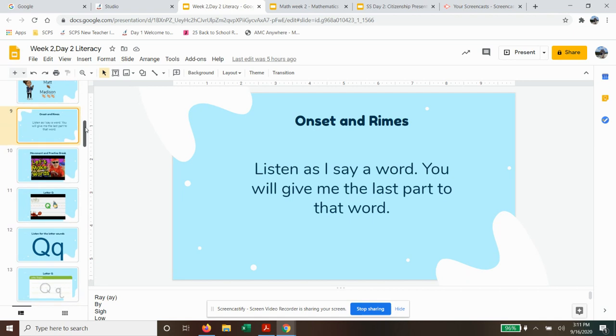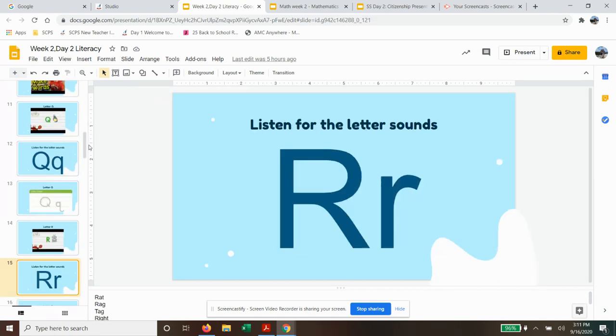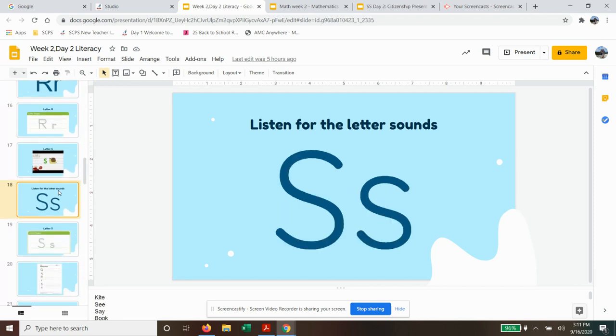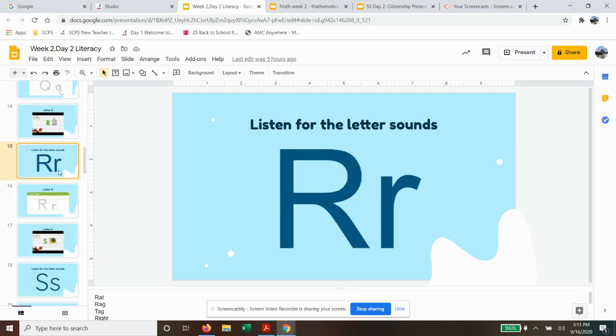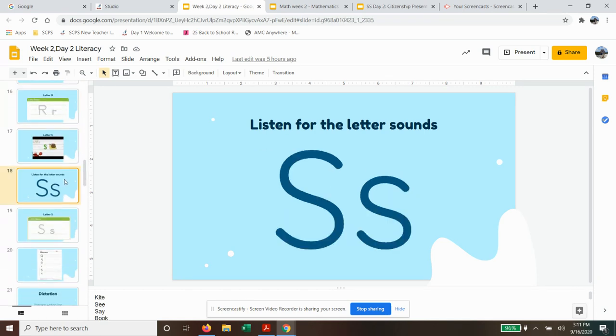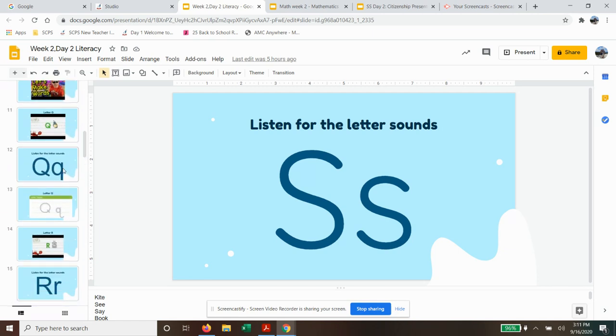Then we talked about Q, R, and S sounds. So we talked about how Q makes the qu sound, how R makes the R sound, how we have to lift our tongue to the roof of our mouths, and how S makes the S sound. So then we practiced handwriting each of those letters.